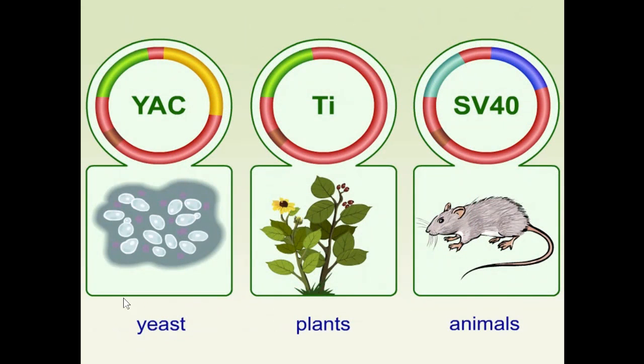Plasmids can also be vectors introducing alien DNA to eukaryotic cells such as YAC in yeast, TI in plants, or SV40 in animals.